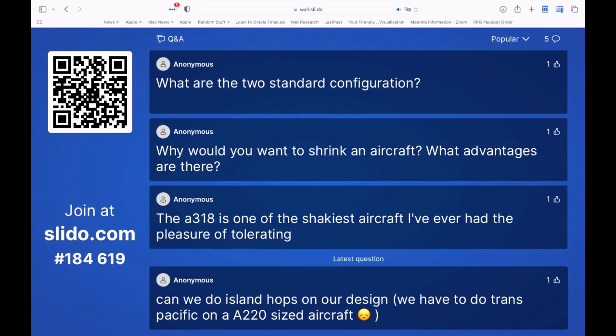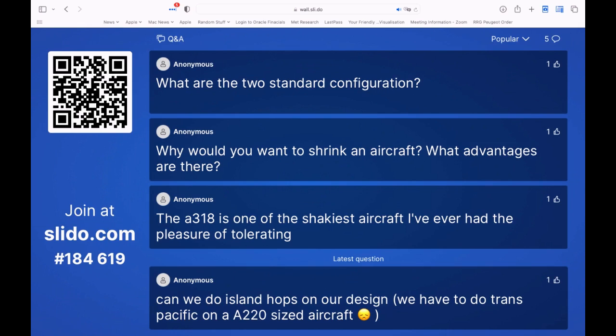Interesting. Can we do island hops in our designs? We have to do a Trans-Pacific A320. So, you need to try to do each of your segments, each market, each way, nonstop. I don't care if your aircraft is stupid, right? If you cannot make it work, you cannot close it, that is no skin off your back, just like the stupid aircraft is no skin off your back.